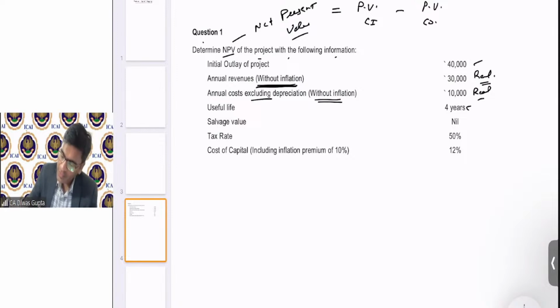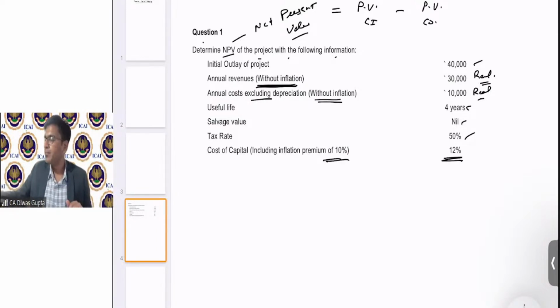Useful life is 4 years. 4 years is the useful life of this project. Salvage value nil. At the end of the project, we will get zero value. Tax rate, the tax at which you have to pay on the earnings is around 50%. Cost of capital, including inflation premium of 10% is 12%. Students, just open up your mind.